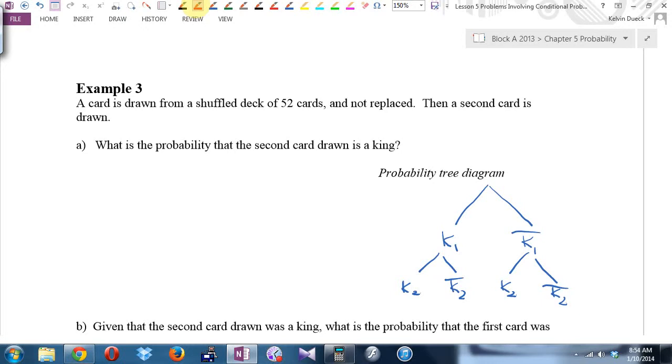Now let's actually weight the branches. Let's put weights on them. What fraction is going to go on the branch for king 1? How many kings are there in a deck? 4. Out of? How many non-kings are there in the deck? 48 out of 52. Hopefully you were clever and used the complement and didn't count.